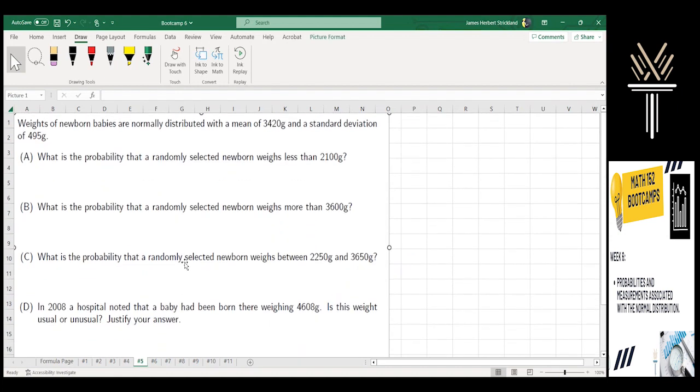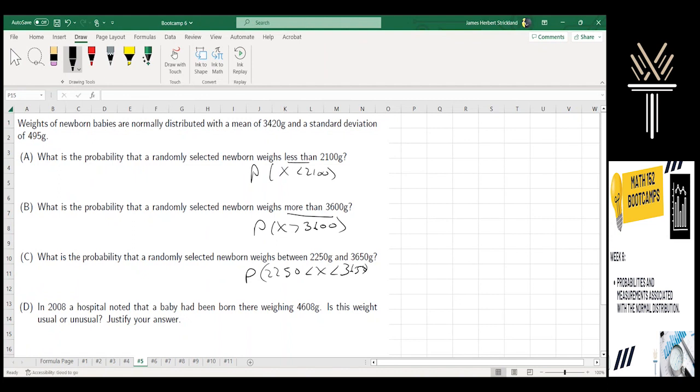Now we can go a little faster. So we're first going to identify our probabilities. So the probability says less than 2100. Now it says more than 3600. And then we see between, so smaller number, X, and then bigger number. And again, if you want the equalities for between, that's fine. You don't technically need them because it won't matter because equality turns out to be 0, right? And then we'll talk about that one when we get there.